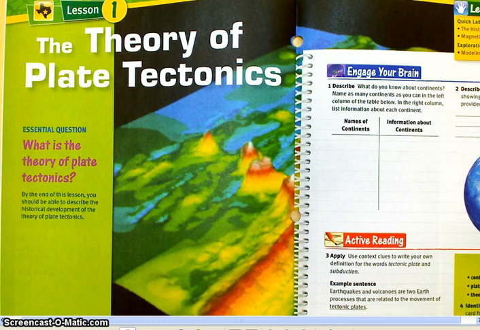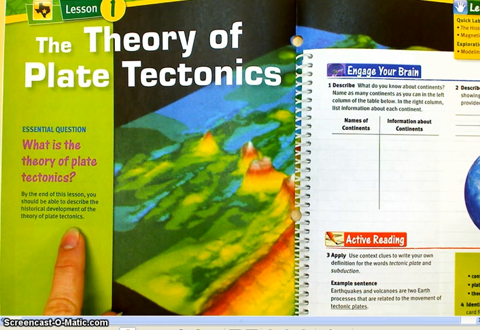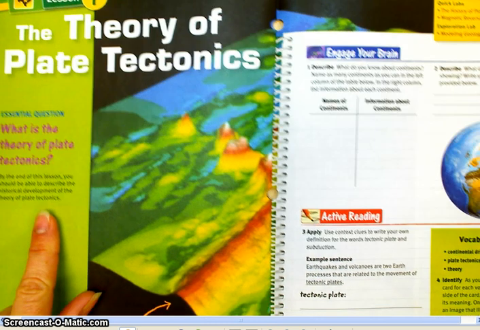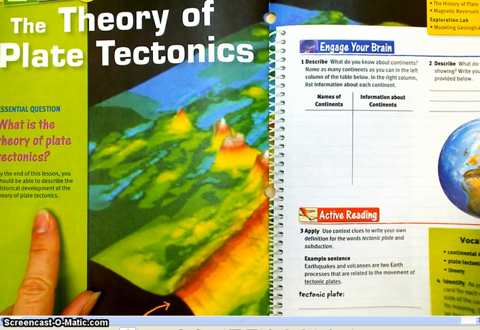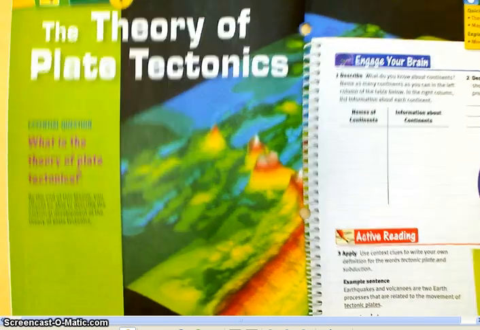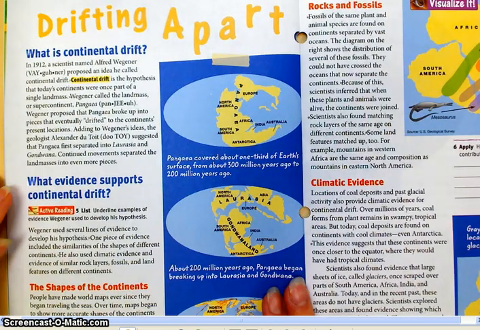All right, we're going to start Unit 7, and it is going to start with Lesson 1, which is the theory of plate tectonics. By the end of this lesson, you should be able to describe the historical development of the theory of plate tectonics. Of course, page 345 are those questions that you can start with and answer on your own, so I'm going to skip that. So let's go to page 346.